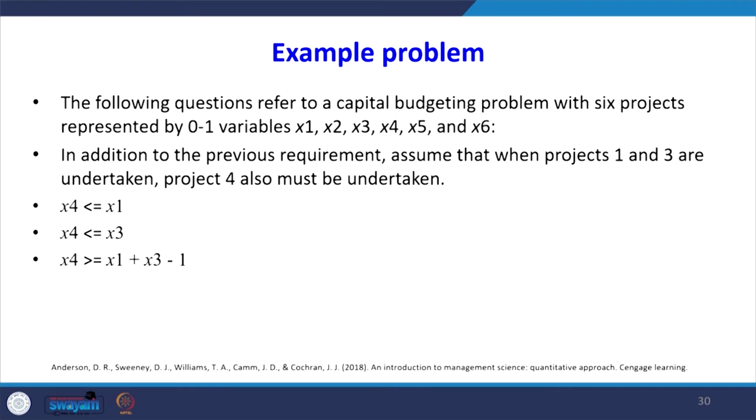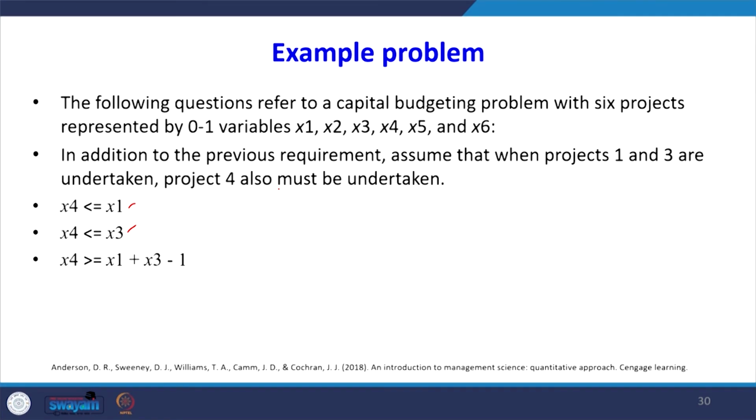In addition to the previous requirement that you have discussed in the previous slide, assume that when project 1 and 3 are undertaken, project 4 also must be undertaken. How to represent this in the form of an equation? So x4 less than or equal to x1. This is the constraint which we have discussed in the previous slide. Now the project 4 also must be undertaken.